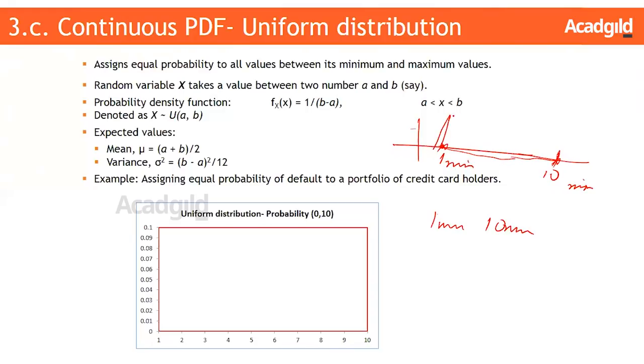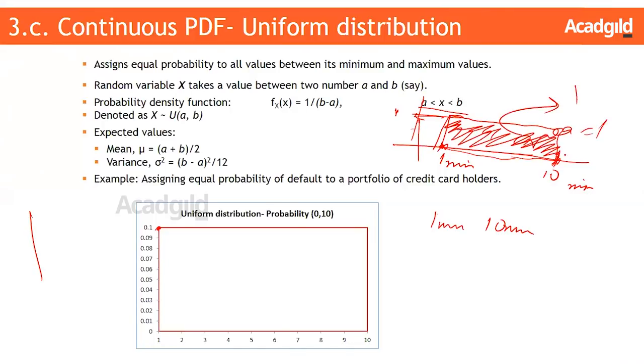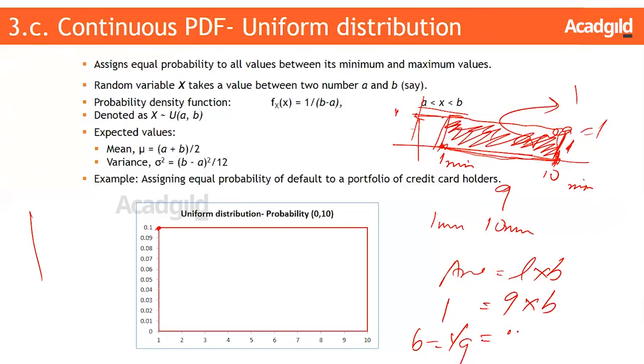That is, my probability density curve does not change at all. This height, I've drawn it a little tilted, this height remains the same. Let me draw another, like shown over here. This height remains the same. So what is the area under the curve? Area under the curve is the total probability, and the total probability is always equal to 1. So this area is equal to 1. What is the length over here? The length is 9. What is the height over here? Height we don't know, we have to calculate. So area is equal to length into breadth. Length is 9, breadth is b, area is 1. So the breadth is 1 upon 9, or 0.11. So this height is 0.11.